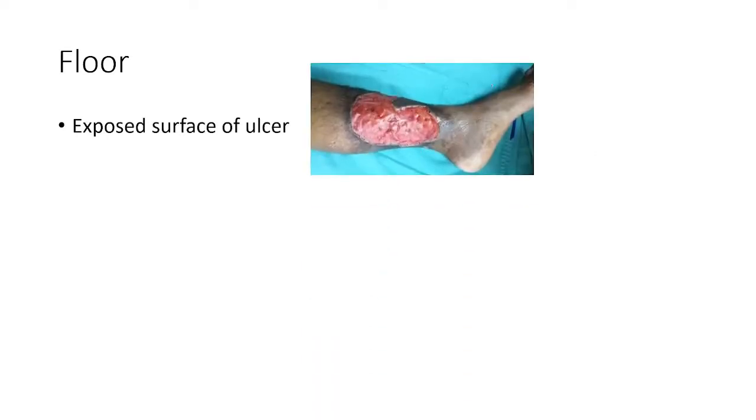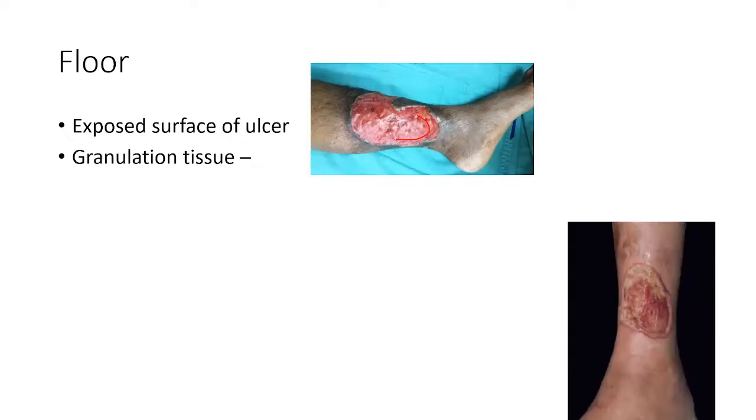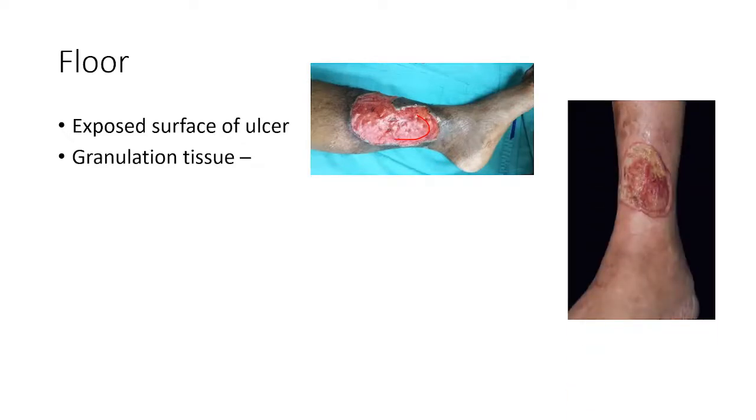Now the floor, what we always see. The floor is the exposed surface of the ulcer. You are seeing healthy granulation tissue, lots of red tissue, and discharge also. It is very healthy. This is very red, and here is some whitish material over there, and also some reddish area. This whitish material is called slough.